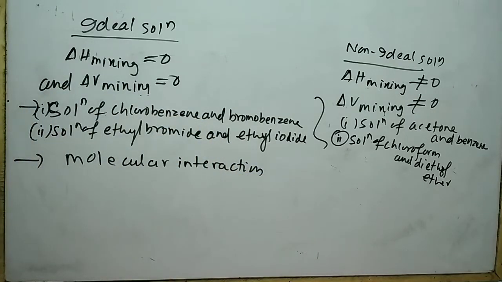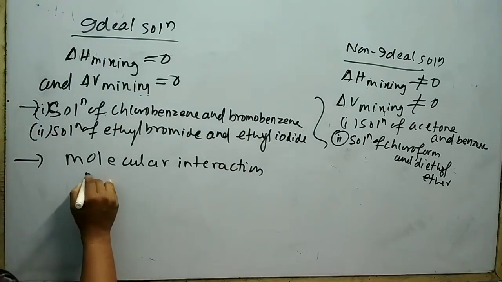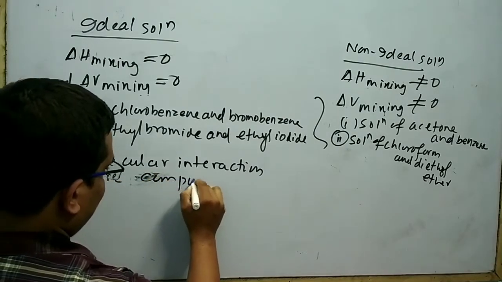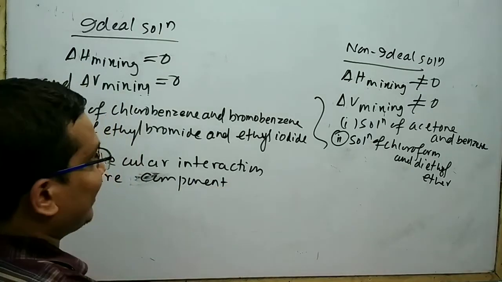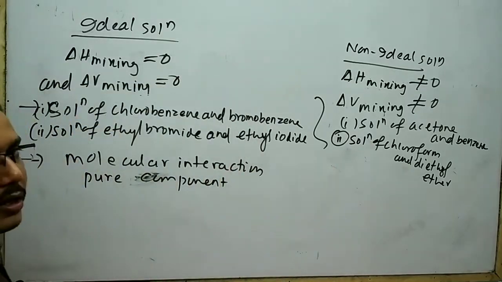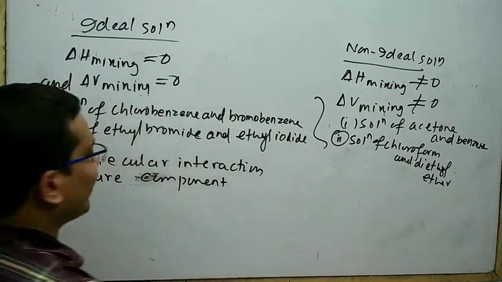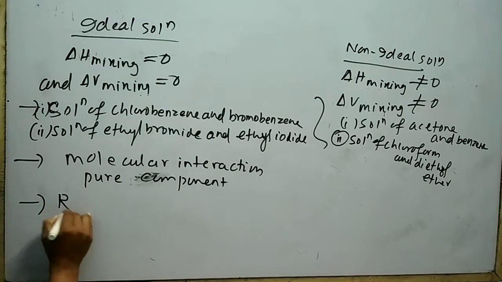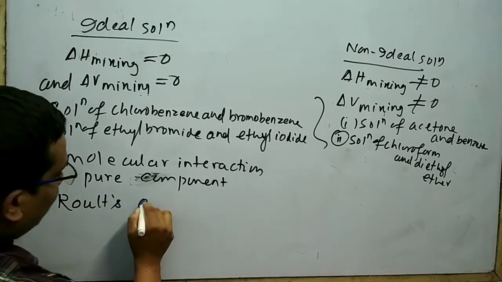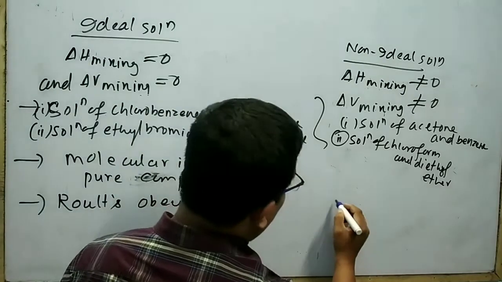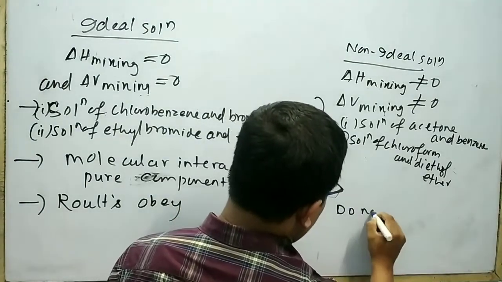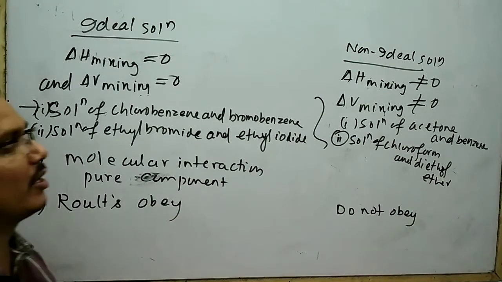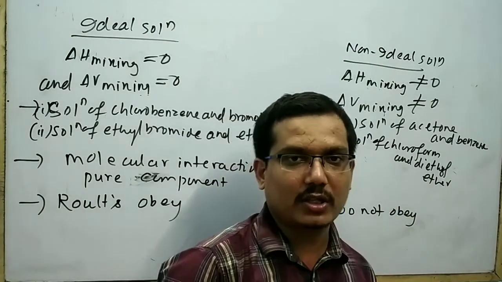Next point is the molecular interaction. In ideal solution, the molecular interaction is similar to the pure component. But in case of non-ideal solution, the molecular interaction is not similar to the pure component. Here, Raoult's law is obeyed, here Raoult's law is not obeyed. These are the differences between ideal solution and non-ideal solution.